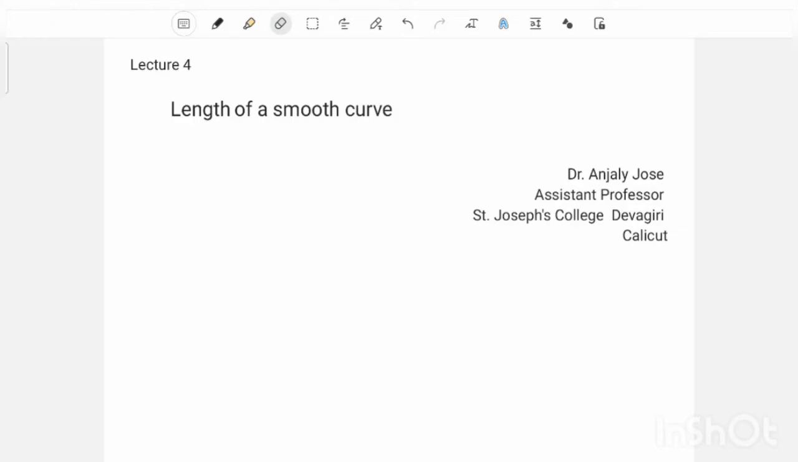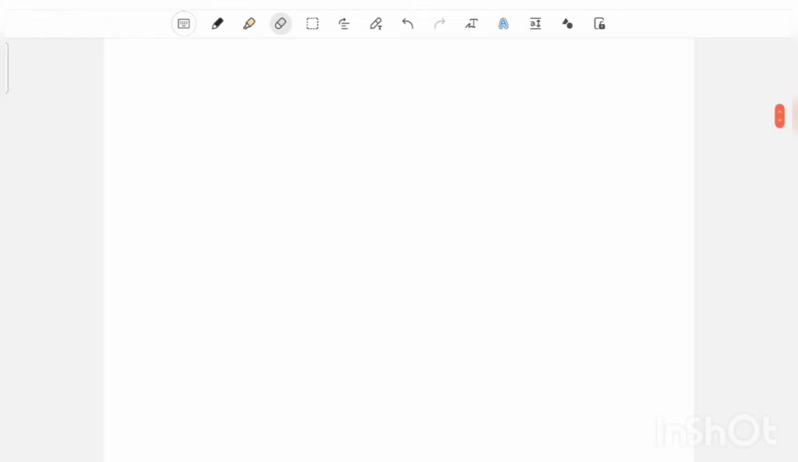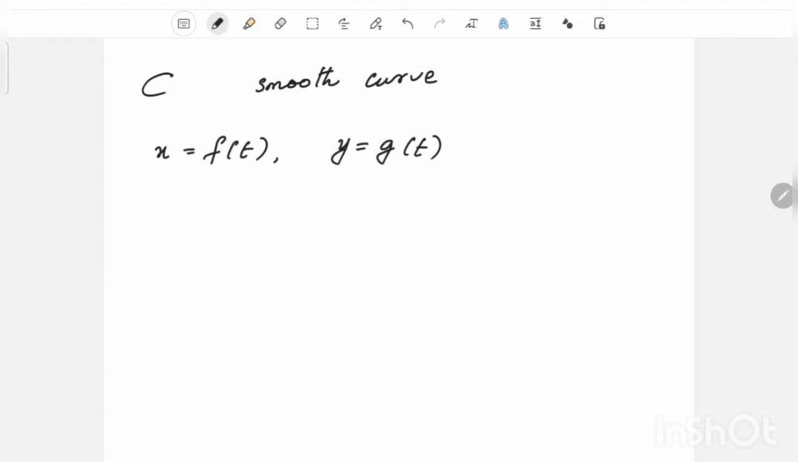Today we are discussing the length of smooth curves represented by parametric equations. Let phi be a smooth curve represented by the parametric equations x is equal to f of t, y is equal to g of t, with parameter interval the closed interval [a, b]. So phi is a curve defined on a closed interval and it is represented by x is equal to f of t and y is equal to g of t.